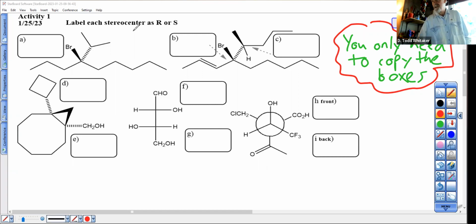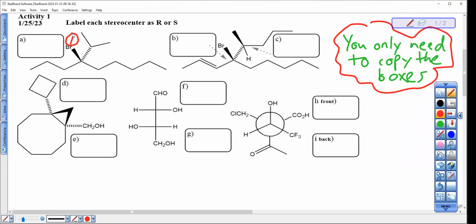We're going to do R and S for stereocenters, and I purposefully picked every example where a double switch will be needed. So these aren't straightforward stereocenters. We're going to start with A, stereocenter right here. Heaviest atom is a bromine. That's the 1.